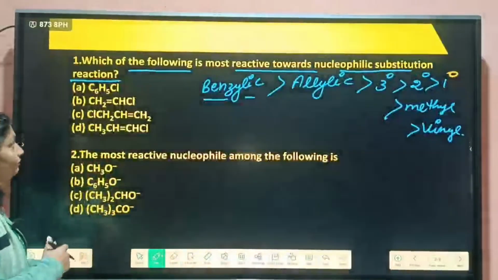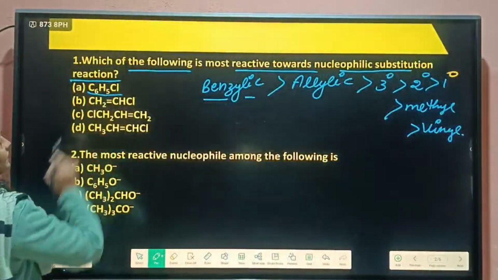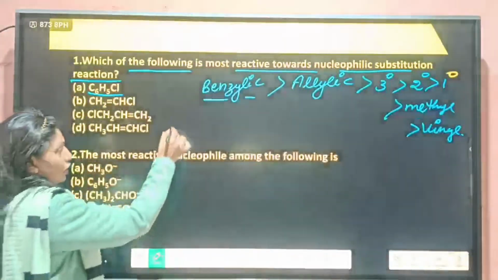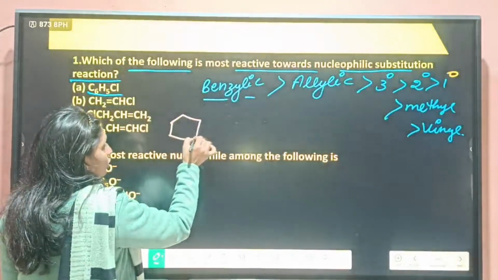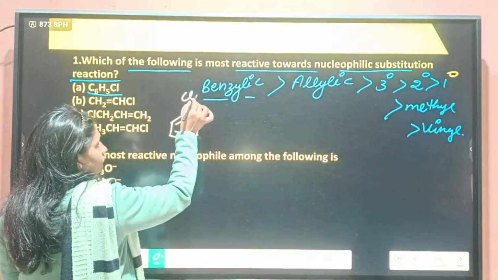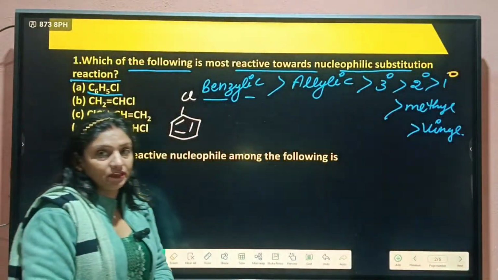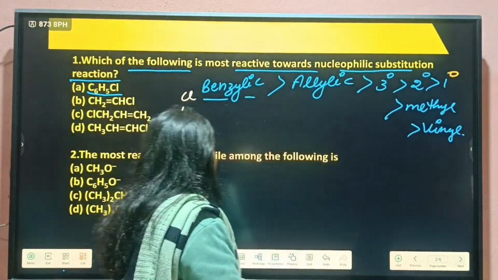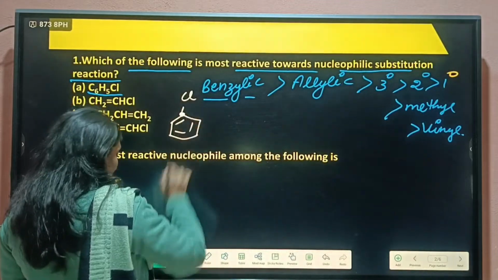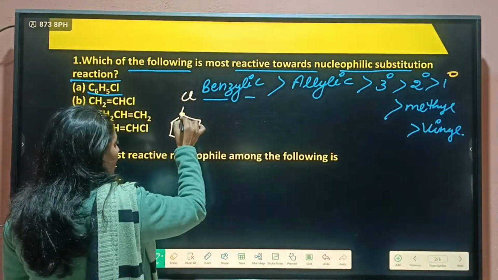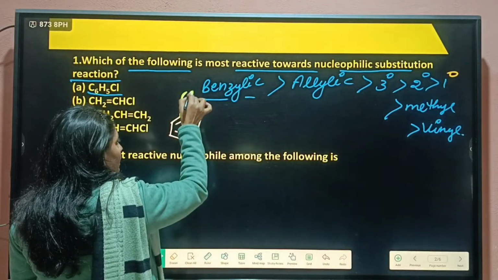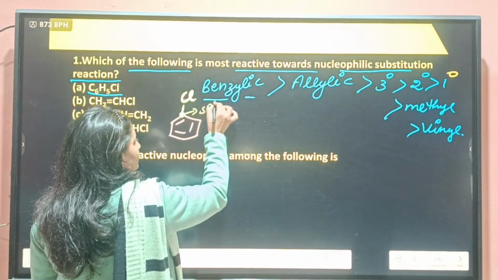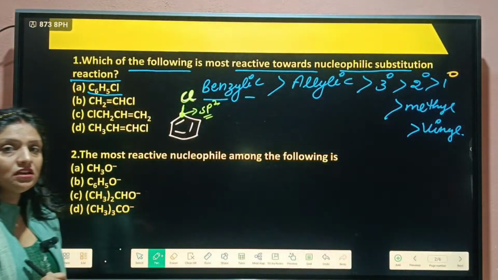Then, let's see. The first one is C6H5Cl. What is this? This is chlorobenzene. Chlorobenzene is the least reactive. Aryl halides are the least reactive. Why? Because the carbon at which this halogen, this chlorine, is attached is an sp2 hybridized carbon.